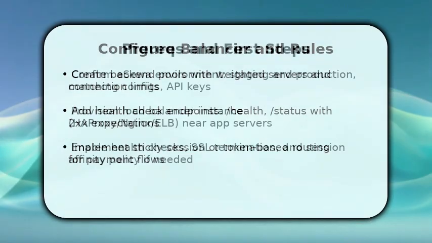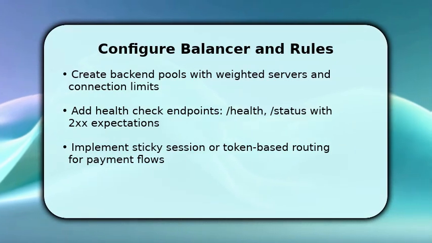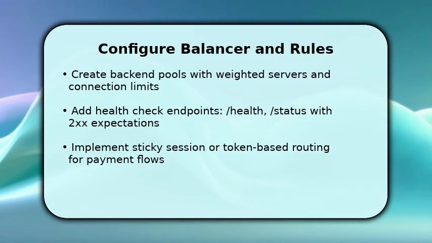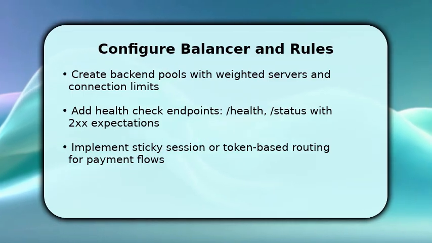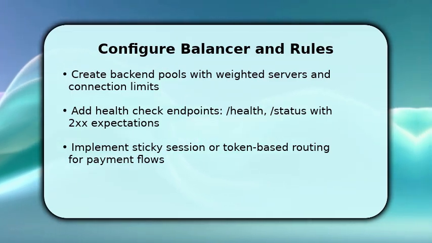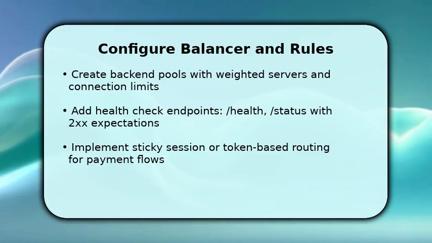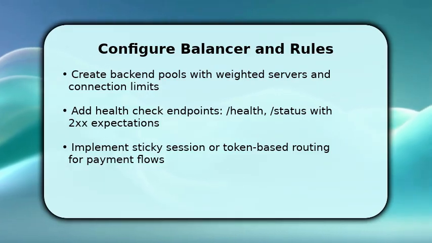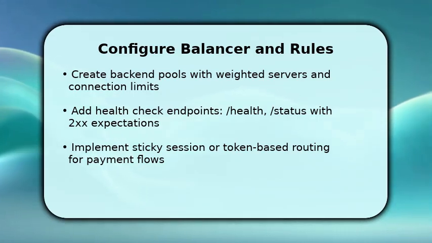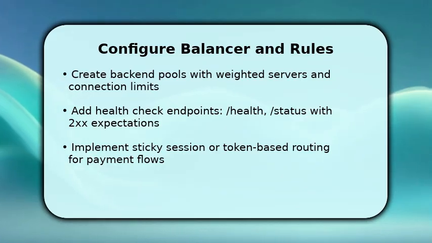Now you configure routing rules and backends to support Esewa's transactional patterns. Define backend pools, assign weights, and set connection and request limits so no single node is overwhelmed. Once configured, add robust health checks pointing at /health or /status and require 2xx responses. This ensures failed nodes drop out automatically.